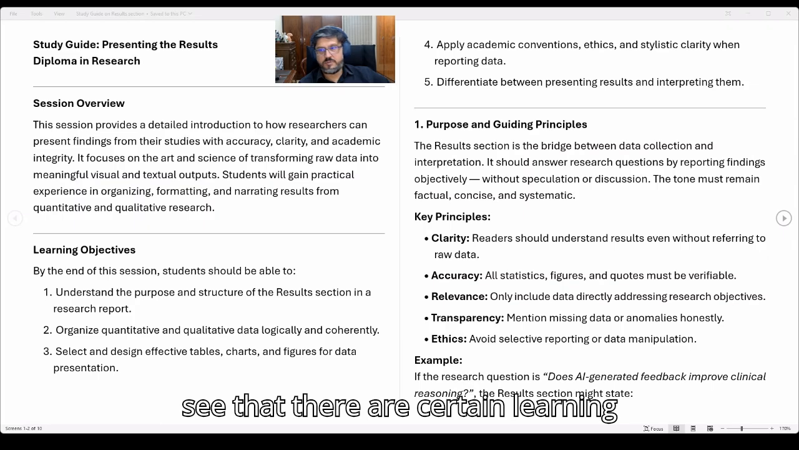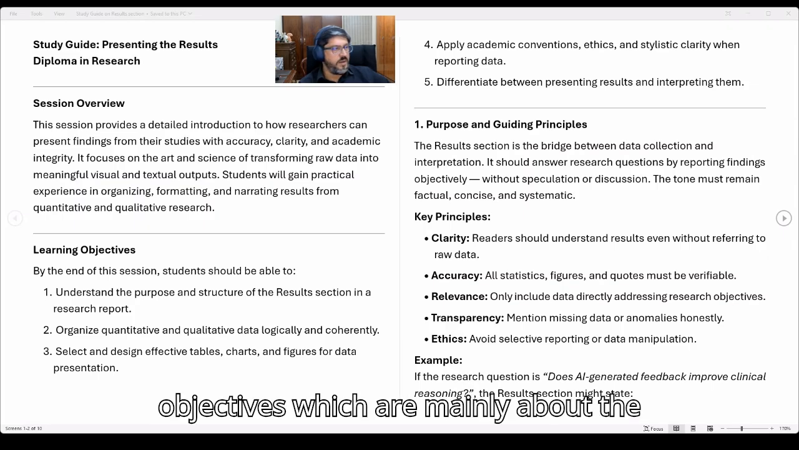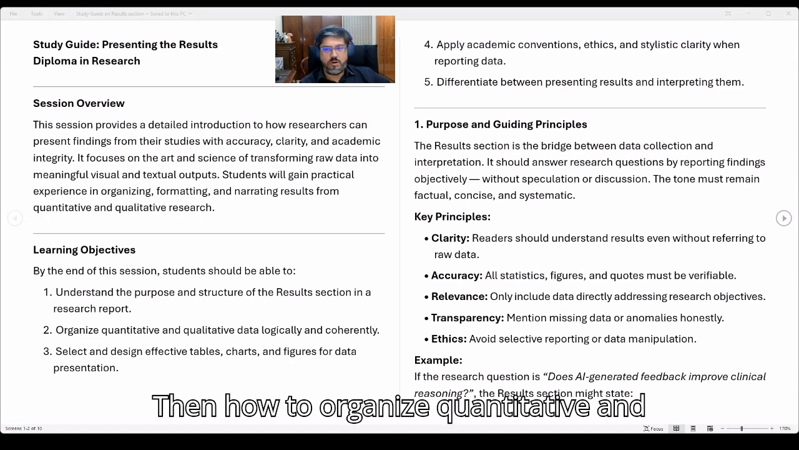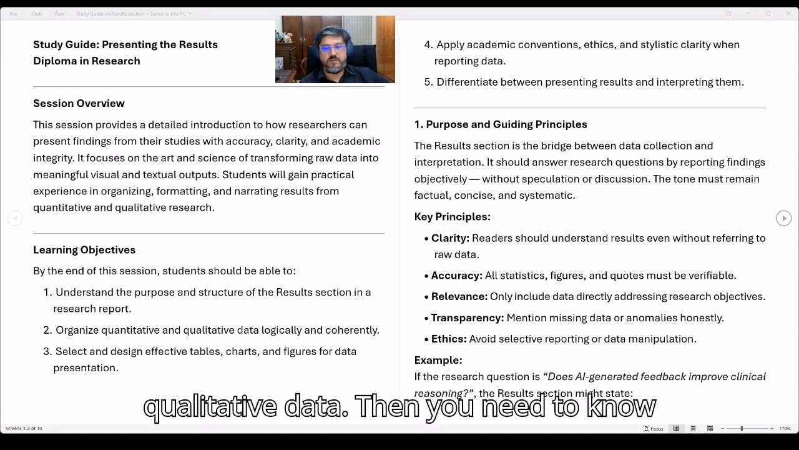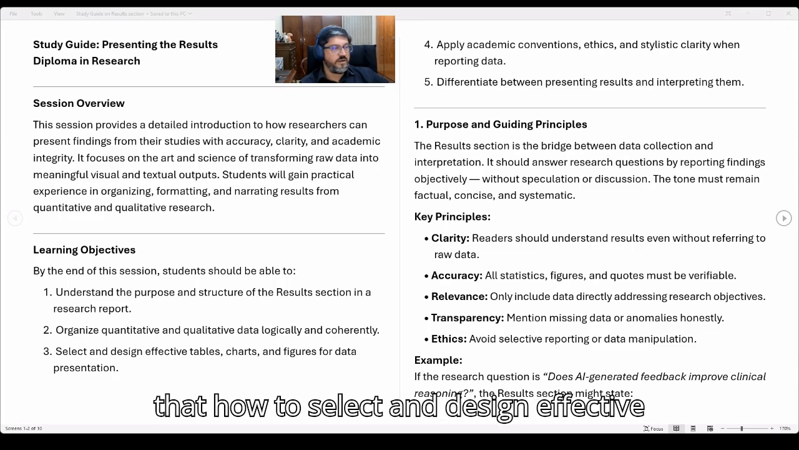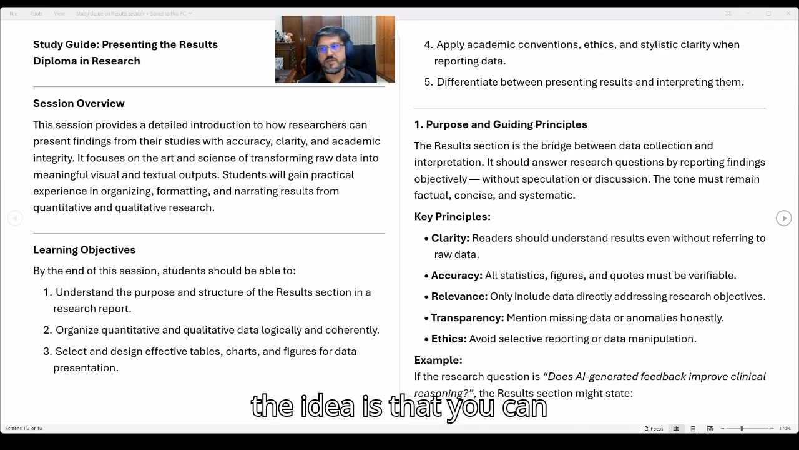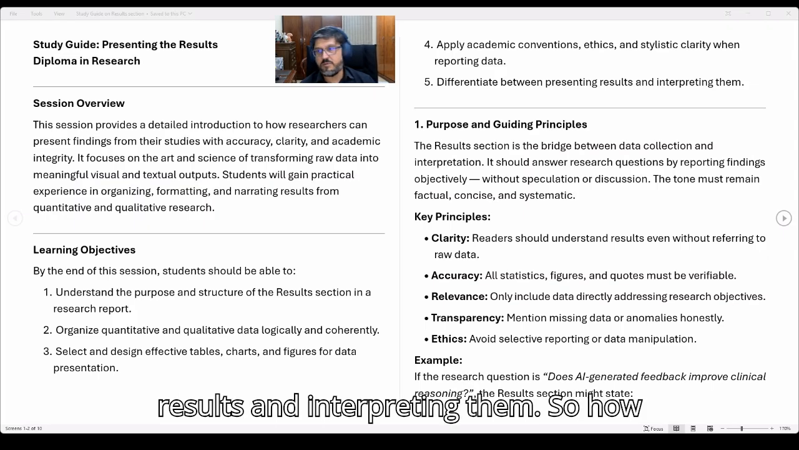I've created a small module for you, and in this module you can see certain learning objectives, which are mainly about the purpose and structure of the results, then how to organize quantitative and qualitative data, then how to select and design effective tables, charts, and figures. And then the idea is that you can differentiate between presenting results and interpreting them.